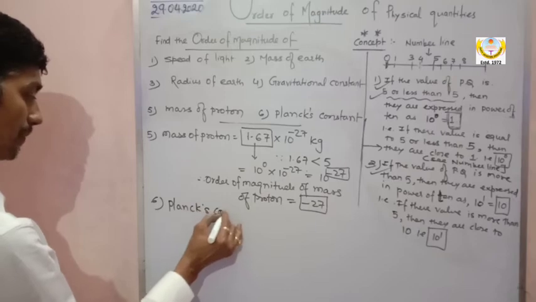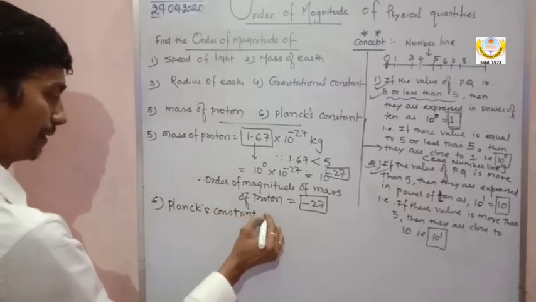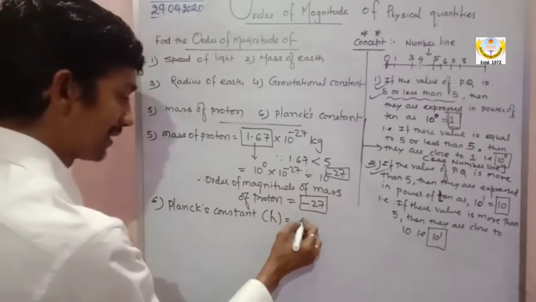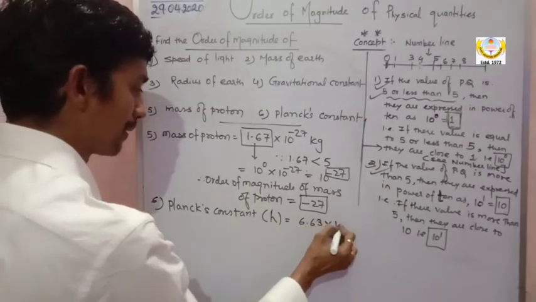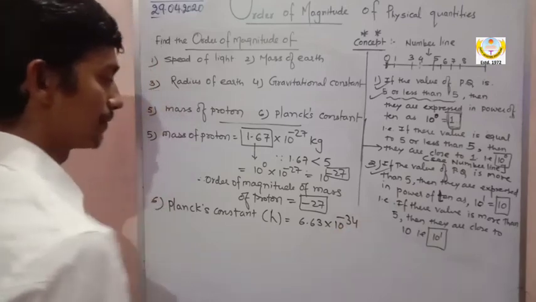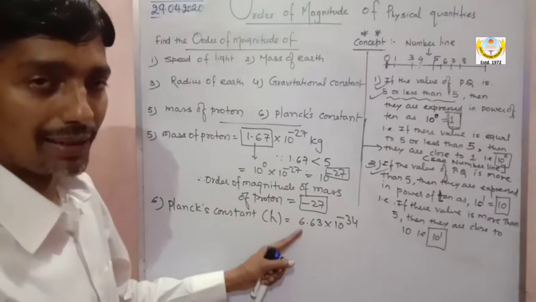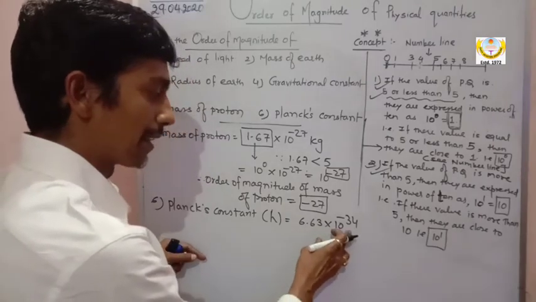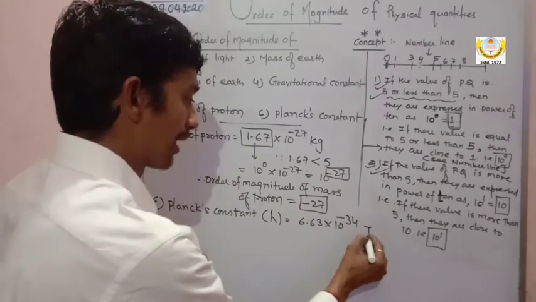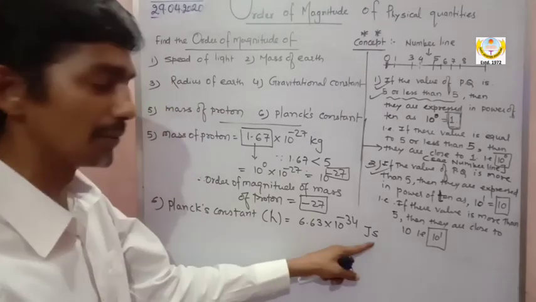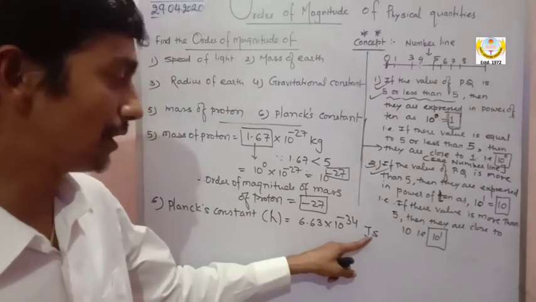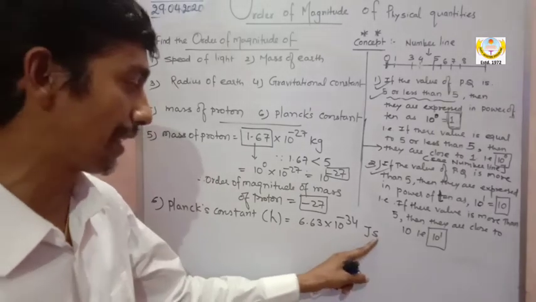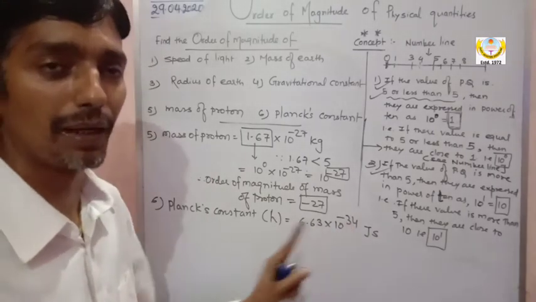Now last one is Planck's constant, denoted by h. My dear, we have done this dimension. The value is 6.63 into 10 power minus 34 joule second. Joule second is the unit. Energy upon frequency is the Planck constant. So it is joule second, 6.63 into 10 power minus 34.